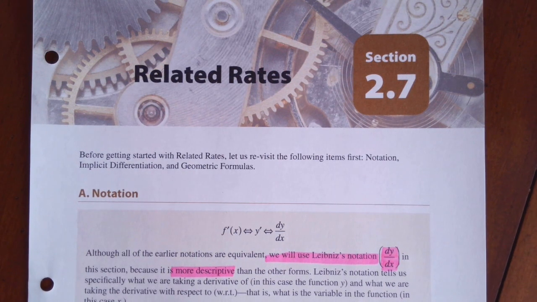Welcome back. Today we're going to look at section 2.7, which is on related rates. In this section, we're going to be looking at real-life applications of using implicit differentiation to solve problems.